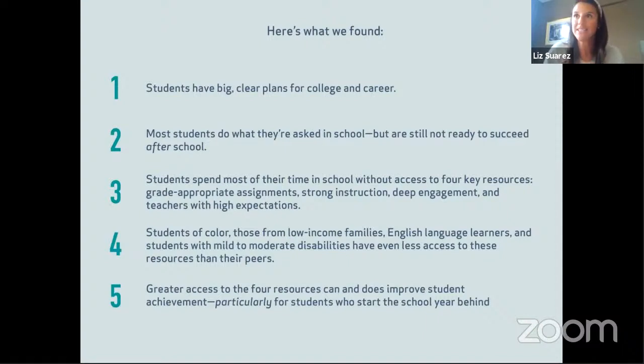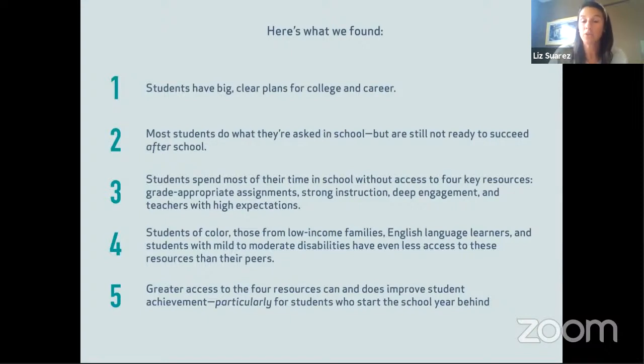And within that, what we found is that most students were receiving A's, B's, and C's on their classwork. And they were believing that if they were earning those types of grades, they were ready to go. But when they graduated, it was very clear that they were actually not prepared to be successful either in college or career. The third big thing that we found is that students spend most of the time in school without access to 4 key resources. And we're going to talk about these a lot, probably throughout the rest of the day. But those 4 key resources were grade appropriate assignments, strong instruction, deep engagement, and teachers with high expectations for them.